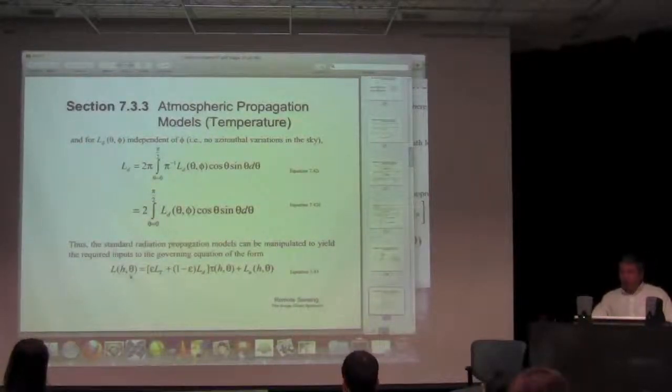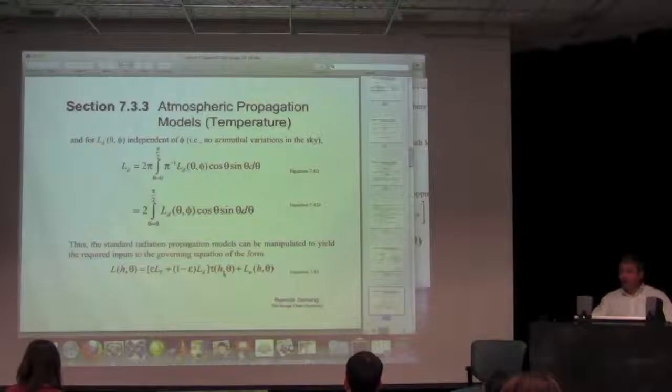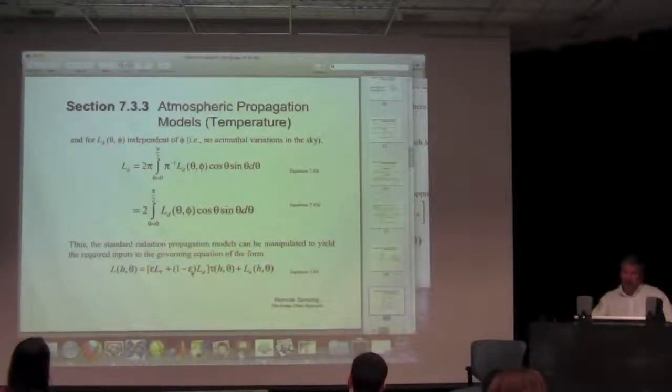All right, let's say it's this term right here. So we measure this term with the sensor. With Modtran, we can figure out LD by doing this hemispheric integral. We can figure out tau. We can figure out LU. We can measure the emissivity of our target, or we know the emissivity of our target. Right? So what's left in this equation? This is the only unknown term.